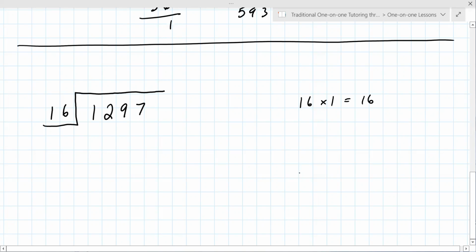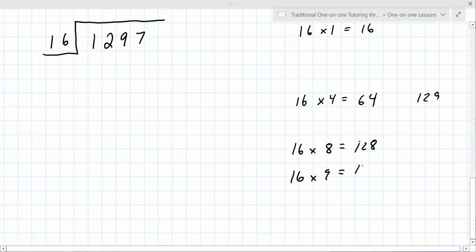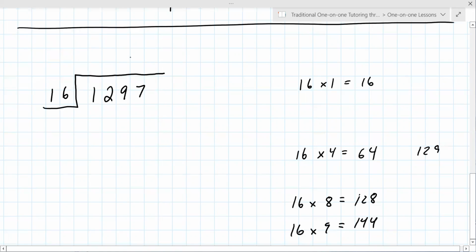I'm going to guess 4. Okay, 16 times 4 ends up being 64. So still pretty small, but we know something. 129 is about double 64. So you might try 16 times 8, which is, I'll let you do it. 128. And then 16 times 9 is 144. So now we know what number to put. It's 8. 8 times 16 is 128.